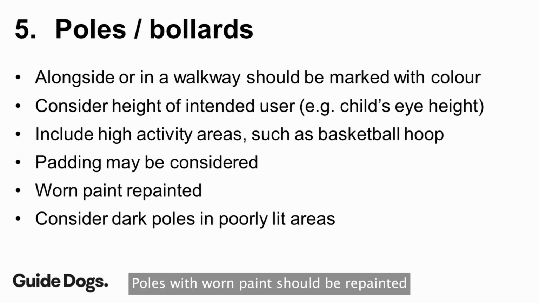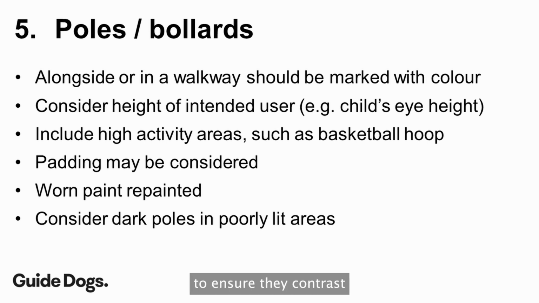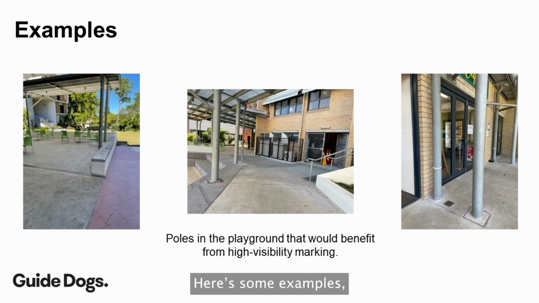Poles with worn paint should be repainted to ensure they contrast to the surrounding environment and are more visible. Darker coloured poles in poorly lit areas can be hard to see and would benefit from high visibility marking to assist with improving their visibility. Here's some examples. These poles in the playground would benefit from high visibility marking.